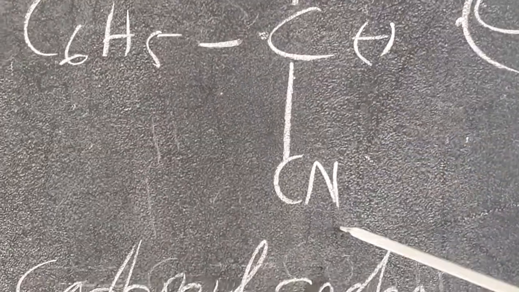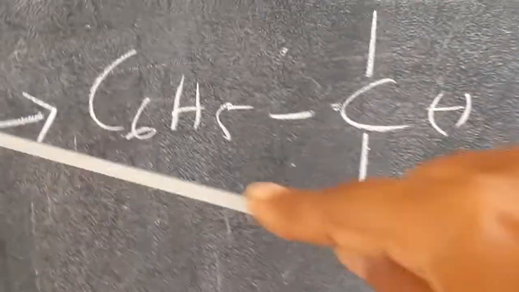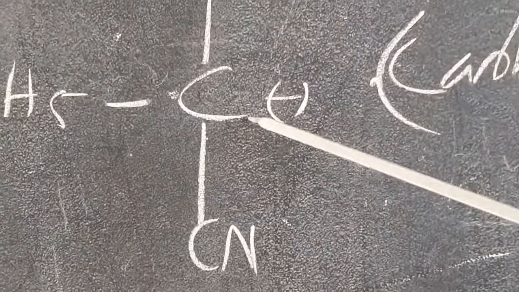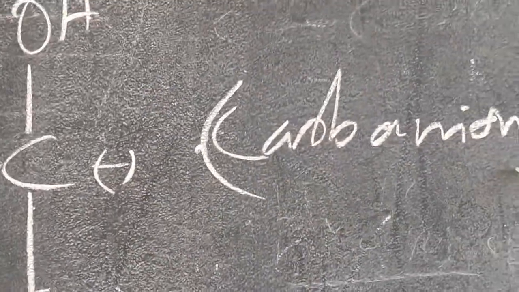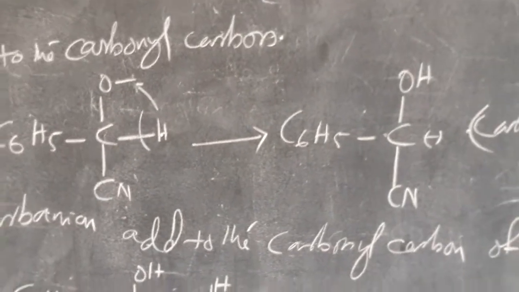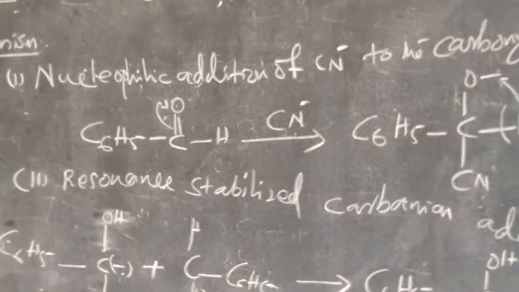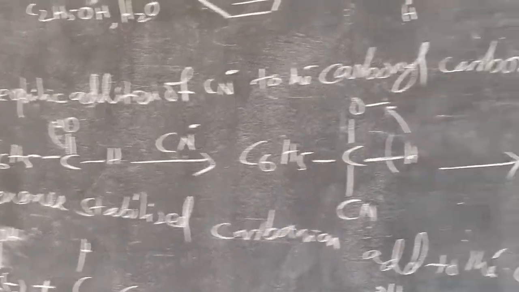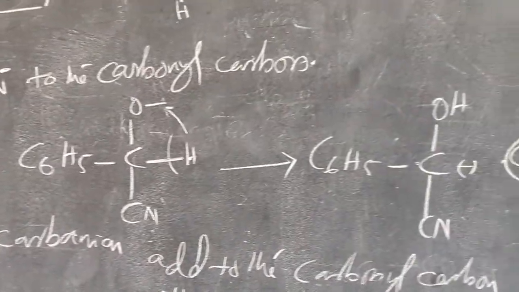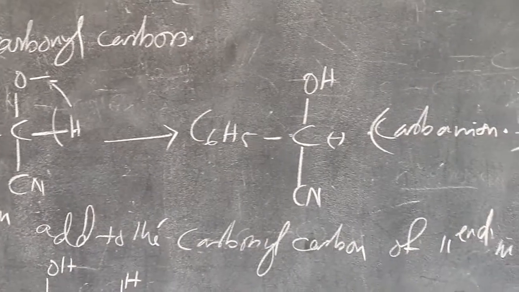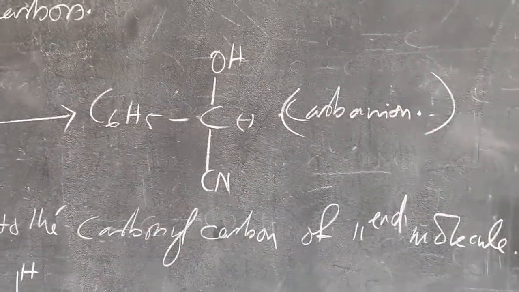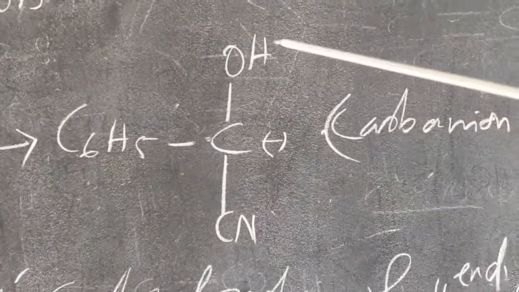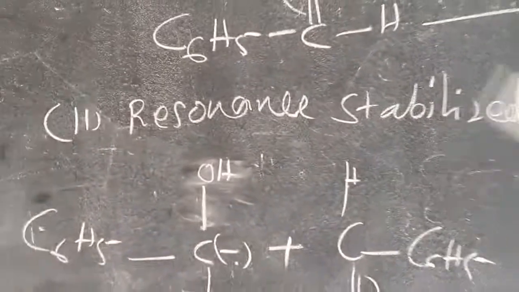C6H5COH CN. So minus charge will be there. This H plus is gone and minus charge will come here. So this will be OH and C minus and CN. This is a carbanion. So you can see that step once again. You can see the molecule CN minus and you are getting C6H5, CO minus, CN, H. And then the last step. This will become OH and minus charge. This is carbanion.